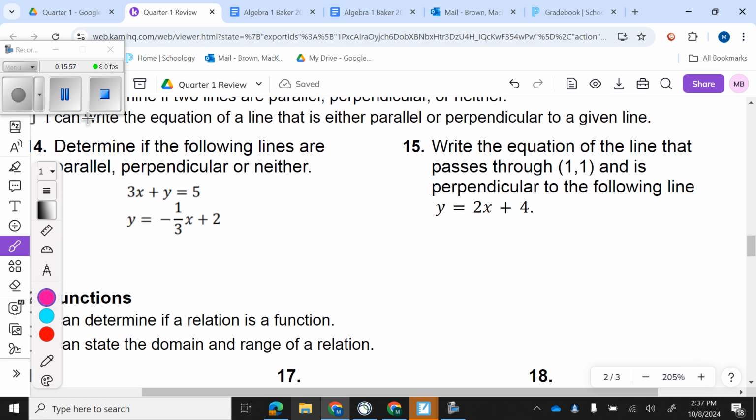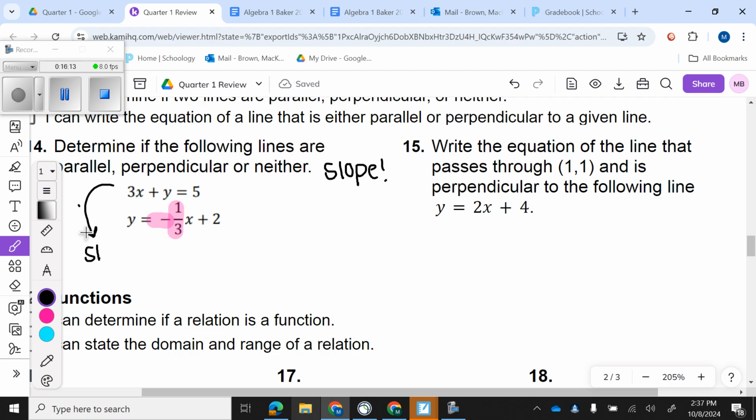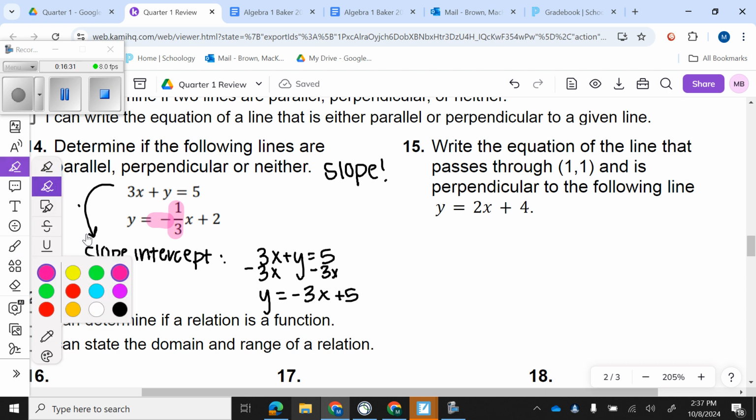All right, to figure out if these are parallel, perpendicular, or neither, I need to look at the slope. All right, this guy already gave me a slope of -1/3. This guy, I've got to get to slope intercept. Right now it's in standard, and I got to get it to slope intercept. So I've got 3x plus y equals 5. I'm going to subtract 3x from both sides. And I'm going to have y equals -3x plus 5. I've got a slope of -3, okay?